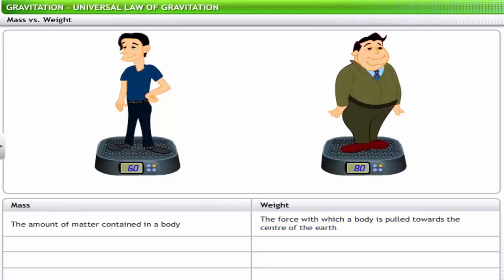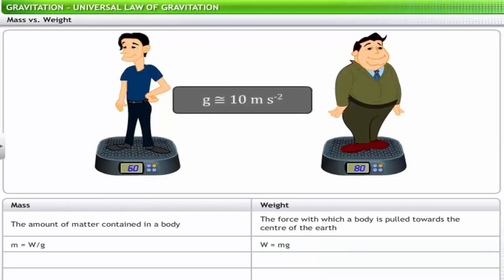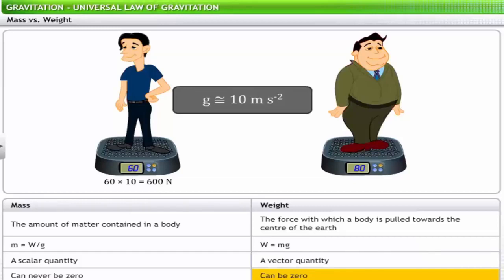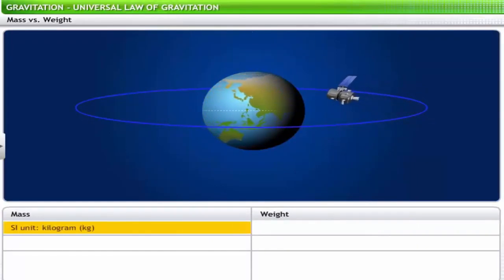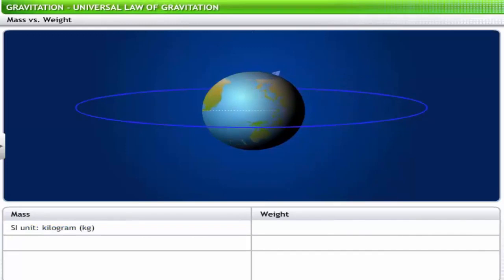Thus, weight is the product of mass and acceleration due to gravity, that is, W = mg. The value of g is approximately 10 meters per second squared. Thus, if your bathroom scales show a reading of 60, your weight is 60 multiplied by 10, that is 600 Newton. Mass is a scalar quantity, hence it can never be zero. However, weight is a vector that can be zero when the acceleration due to gravity is zero, for example in space. In the SI system, mass is quantified in kilogram, while the unit of weight is Newton.